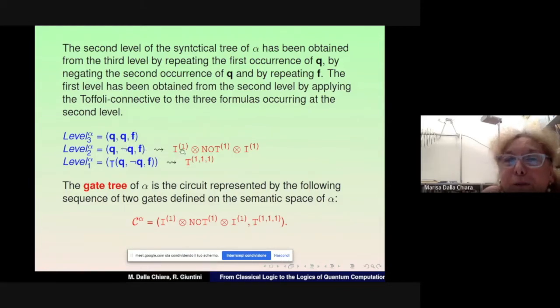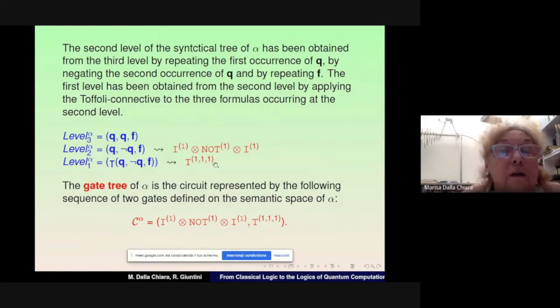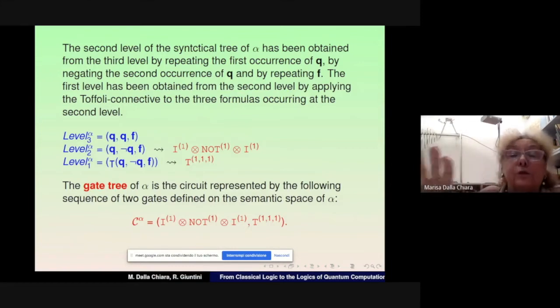So it is very natural to assume that the gate that corresponds to this syntactical operation is the following gate: identity times not times identity. And this product gate is, of course, a gate defined on the space H3, that is the semantic space of our formula. Then finally, at level 1, we have applied the Toffoli connective to the triplet of formulas occurring at level 2. And so it is very natural to associate to this particular formula the Toffoli gate that lives in the space H3. The space H3 is C2 times C2 times C2.